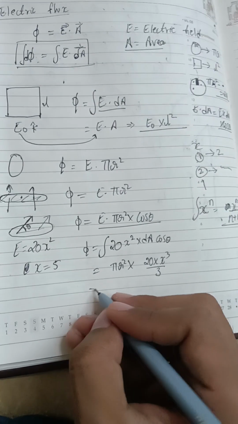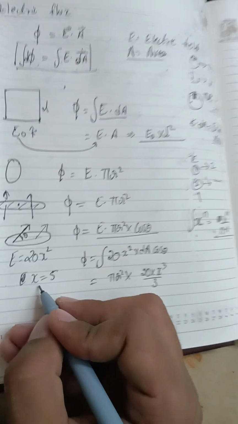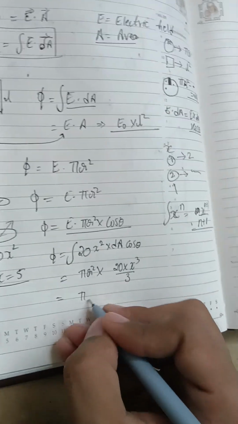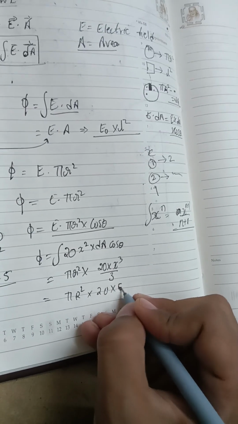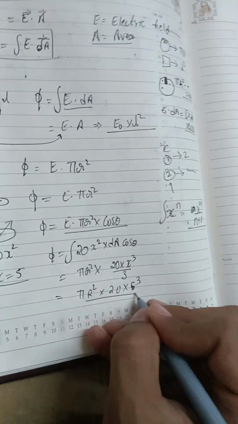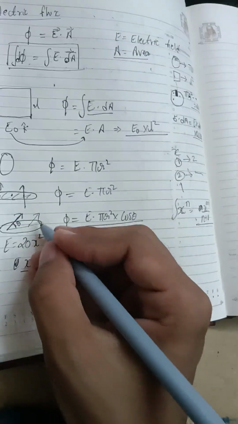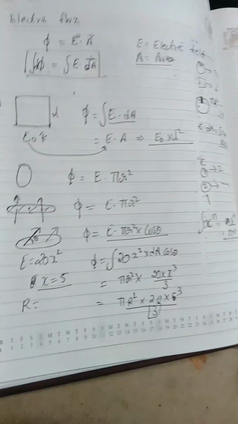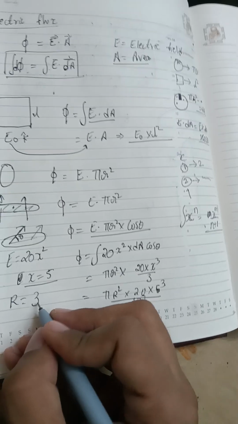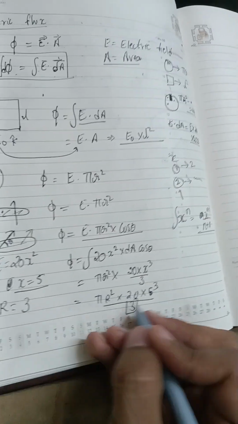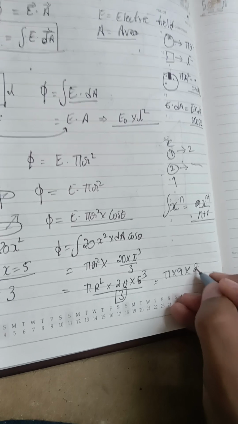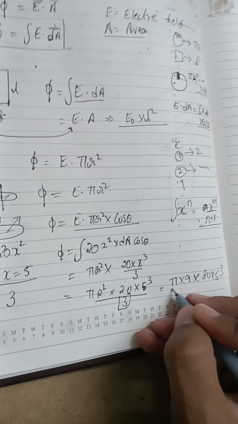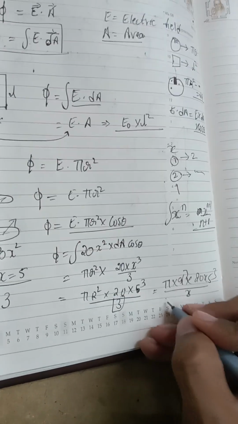And now they ask you to find it at x equals 5. So pi r square into 20 into 5 cube divided by 3. Now suppose I also give you the radius, suppose the radius is 3. Then what would you do? Put 3 squared here, into 9 into 20 into 5 cube by 3. Whatever the answer is, that's the answer.